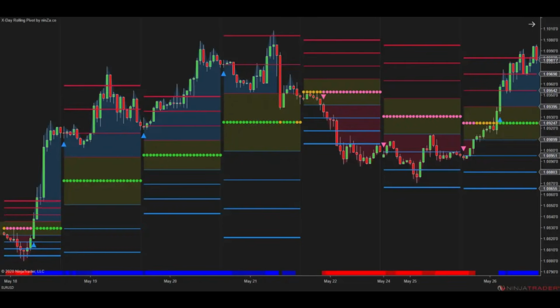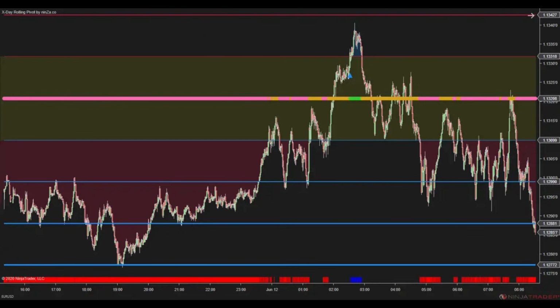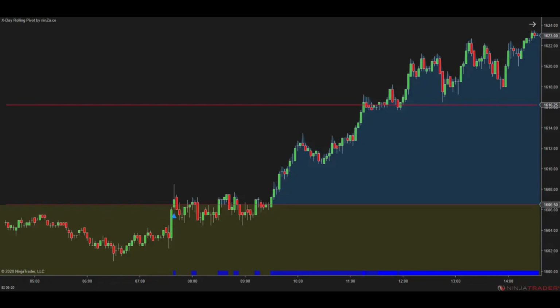We also added S2, R2, S3, R3, S4, R4 as customizable extensions from the PP line to give clearer target levels. Finally, the indicator includes a minimum differential percentage setting to normalize pivot spacing, helping SR levels remain stable and reliable from day to day.